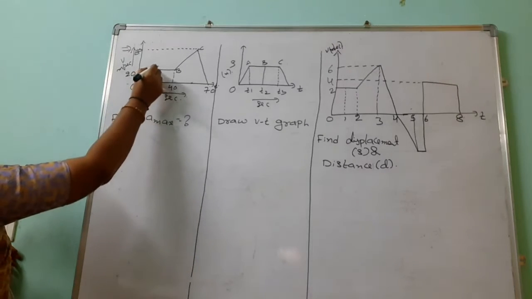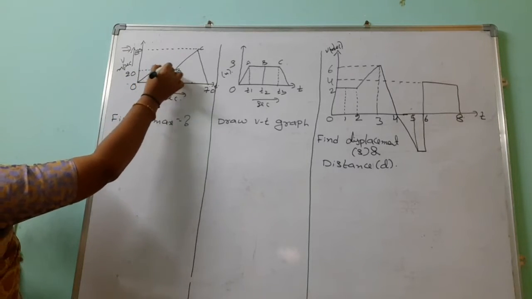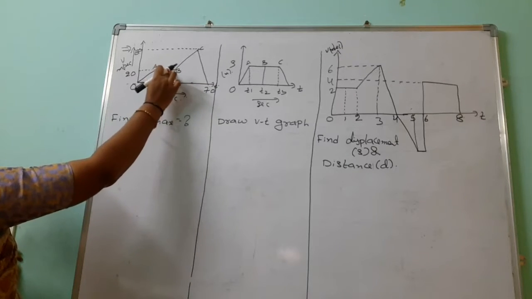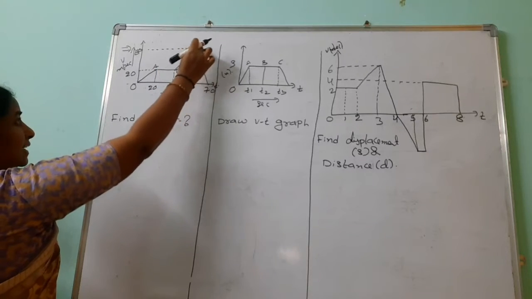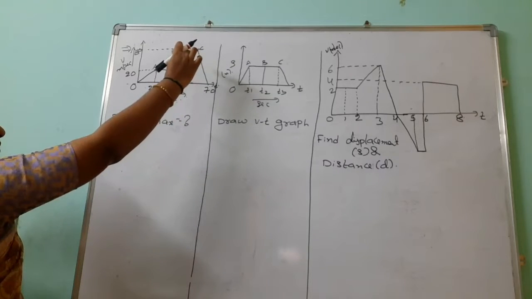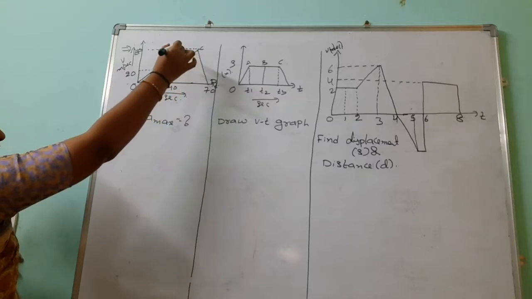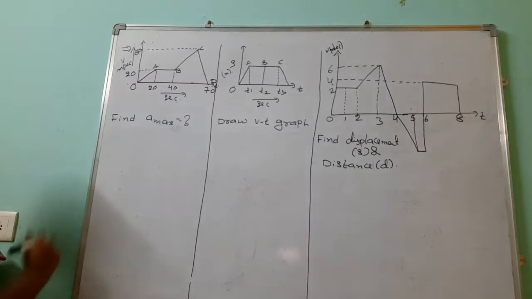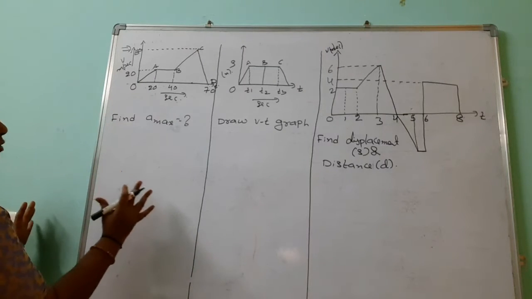From O to A, this is the velocity and here the acceleration is there. From A to B, this is parallel to the time axis and there is no change in velocity, so from A to B acceleration equals 0. Then B to C, what happens? Velocity increases, so acceleration is there. From C to D, acceleration comes back and velocity is increasing in the reverse direction. In this case, how do we find the maximum acceleration? We just focus on the slope of the graph.